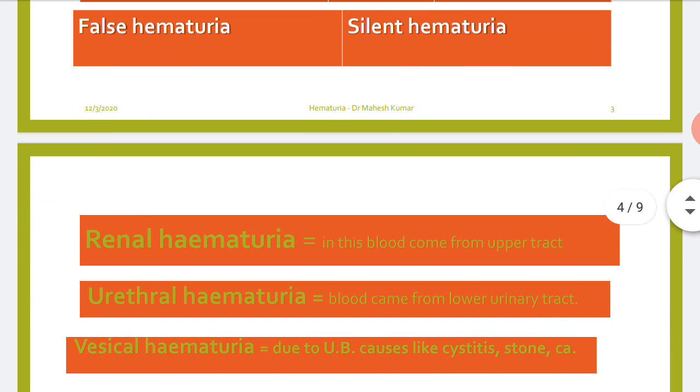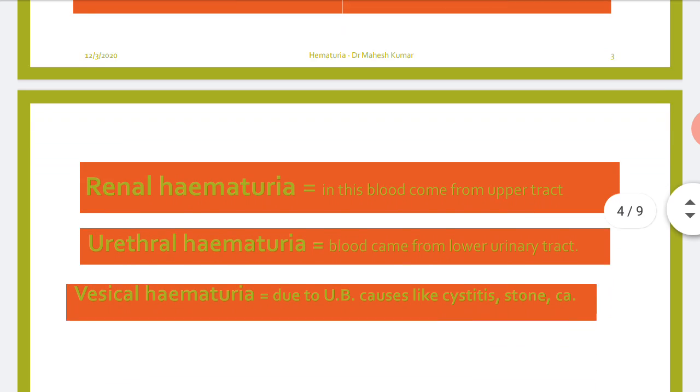Another one is renal hematuria. The term renal hematuria means the blood comes from the upper excretory or urinary tract, and ureteral hematuria means the blood came from the lower urinary tract. Vesical hematuria is due to urinary bladder causes like cystitis, stone or carcinoma at the urinary bladder site.